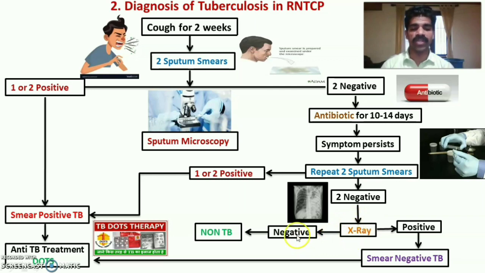If the X-ray shows negative, then the patient is declared non-TB and does not have any Mycobacterium tuberculosis in his body or blood. Then if the X-ray shows positive signs of TB, the patient comes under the category of smear negative TB. Smear negative TB patients are also started on anti-TB treatment of DOTS, direct observation of treatment short course. This is about the diagnosis of tuberculosis in RNTCP.